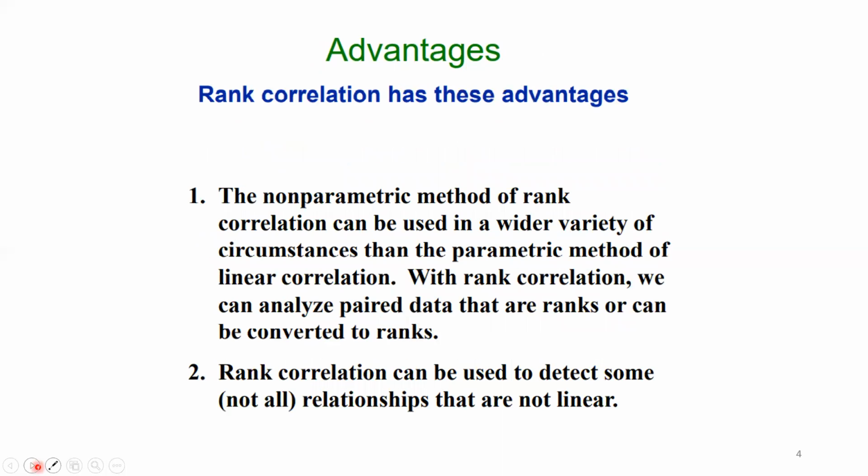Rank correlation has these advantages. The non-parametric method of rank correlation can be used in a wider variety of circumstances than the parametric method of linear correlation. With rank correlation, we can analyze paired data that are ranked or can be converted to ranks. Rank correlation can also be used to detect some relationships that are not linear.